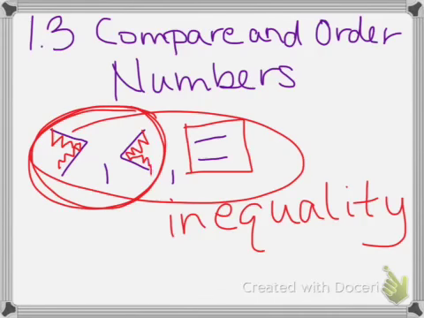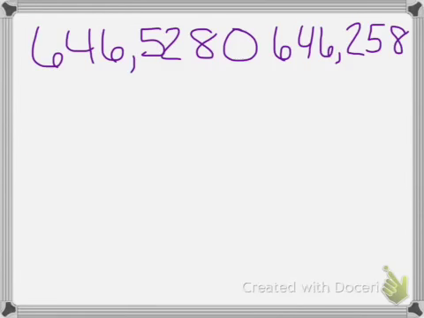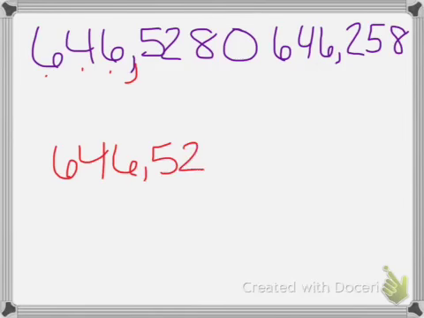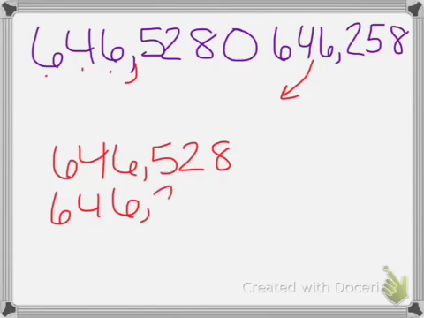And I'm going to go over some of the tricks that they learned in the past and how they apply to what we're learning now. The first set of numbers that we're going to use today is 646,528 and 646,258. In order for kids to realize the difference between the numbers, what I have them do is write the number and then write the other number right below it, lining up all the place values, even the commas.